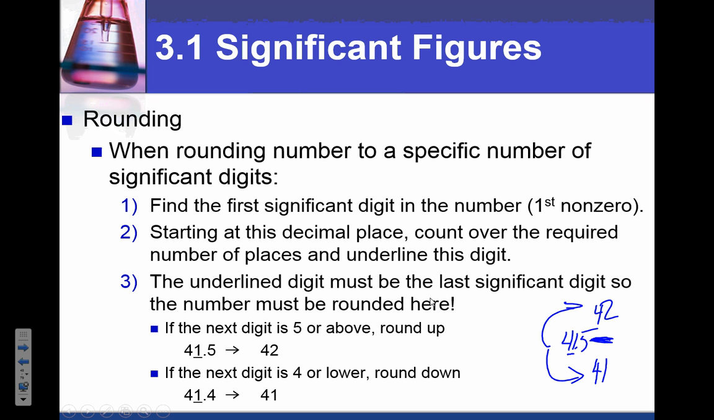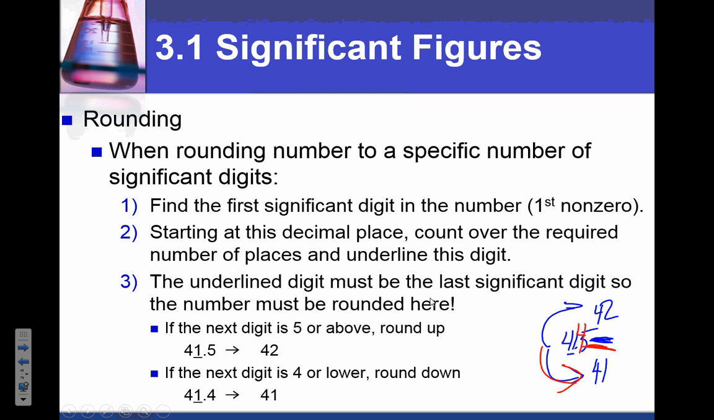Now, if the next digit is 4 or lower, then we round down. So if I had 41.4 instead of a 5, well, that's going to be closer to the 41 than the 42. So I should round down to 41. And that's really why your teacher calls it rounding down. I'm really leaving the digit the same. The 1 is still staying a 1, but I rounded out the 0.4, and think about what you did. You just made a number that was smaller than the one before. So that's really why we call it rounding up and rounding down.